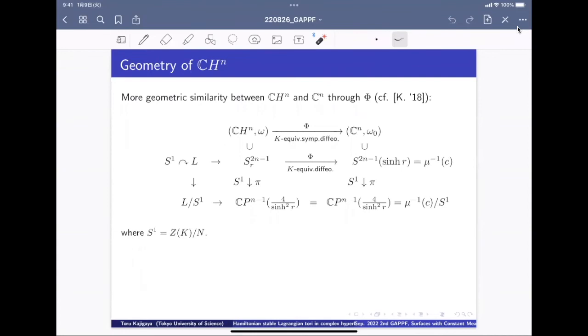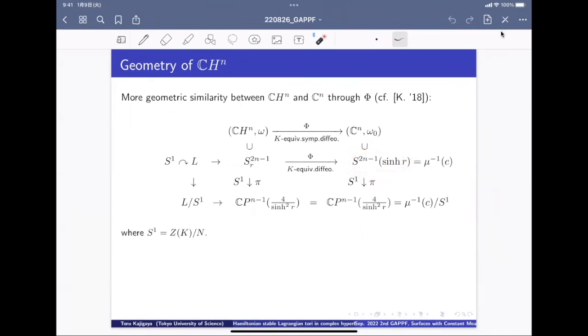Furthermore, through the map phi, we can find more geometric similarity between CHN and CN. For example, each K orbit in CHN corresponds to a K orbit in CN. More geometrically, the K orbit coincides with the geodesic hypersphere of radius r in CHN, and the corresponding K orbit is exactly the standard hypersphere in CN of some radius.